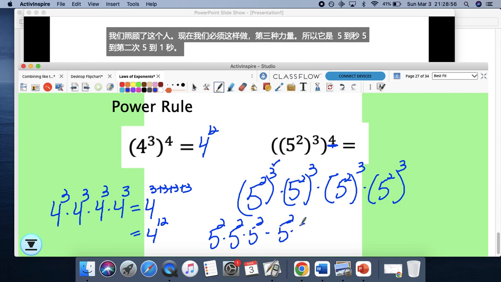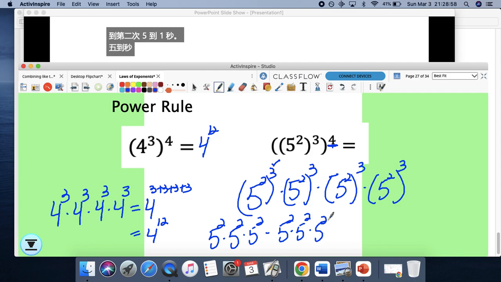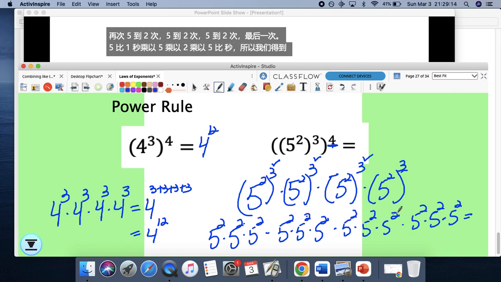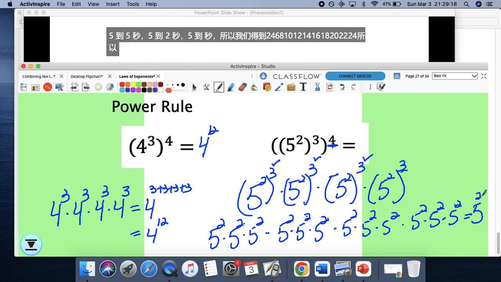5 to the second times 5 to the second times 5 to the second. Again, 5 to the second times 5 to the second times 5 to the second. And the last one, 5 to the second times 5 to the second times 5 to the second. So we get 2, 4, 6, 8, 10, 12, 14, 16, 18, 20, 22, 24. So this gives me 5 to the 24th power.